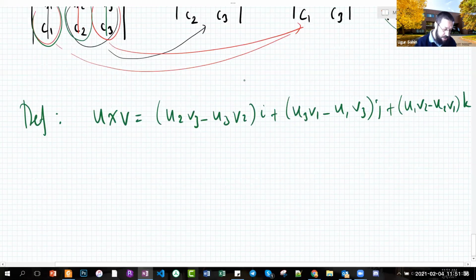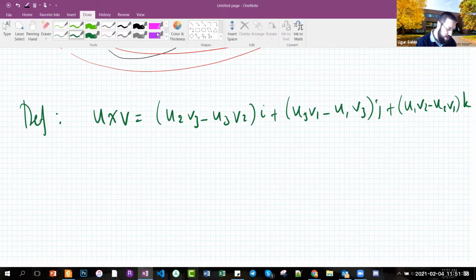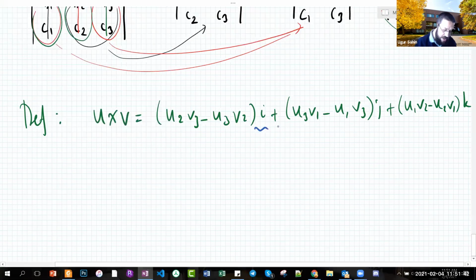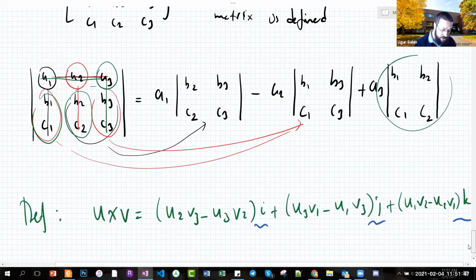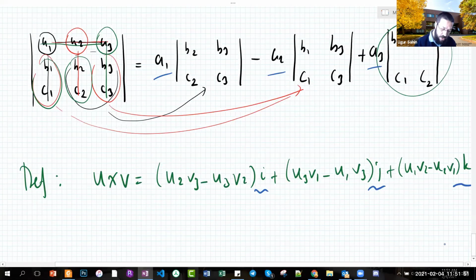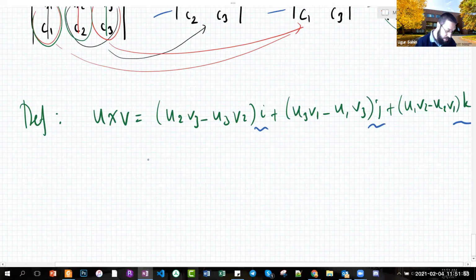Now, as you see, like in the determinant, the definition of the 3 by 3 matrix, this I, J, and then K are like the A1, A2, and then A3. You see, A1, A2, and A3. That is why they will go, or maybe we can do one more step. You can write this one this way. I times the determinant of U2, V2, U3, V3.